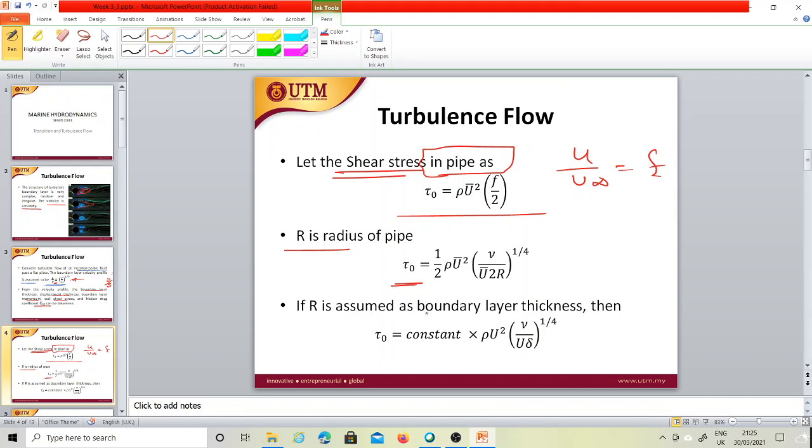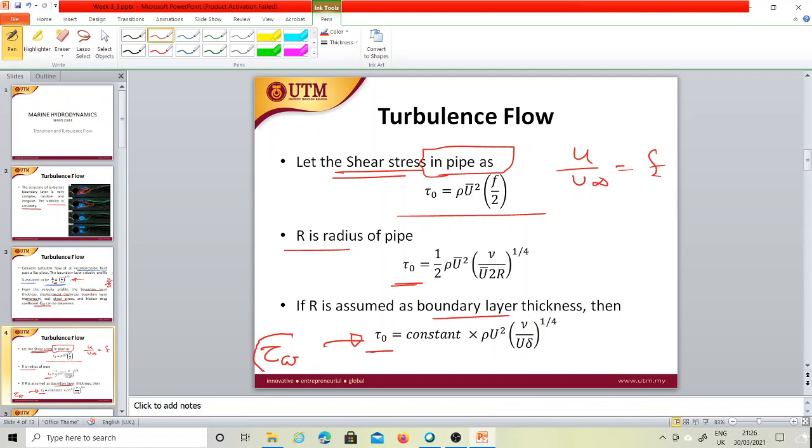And if r is assumed to be the boundary layer thickness, equal to r, then this tau, that is the wall shear, can be written as a constant multiplied by rho u square, mu by u delta to the power 1/4. Remember that this one is the wall shear, that is the shear stress at y equal to 0. But we also have the shear tau w, which will change with y, so that is not at y equal to 0.